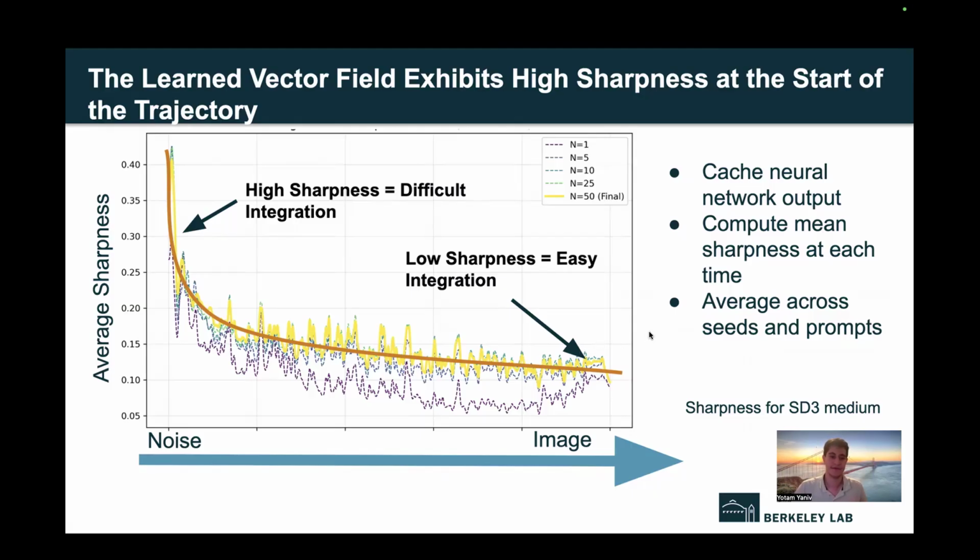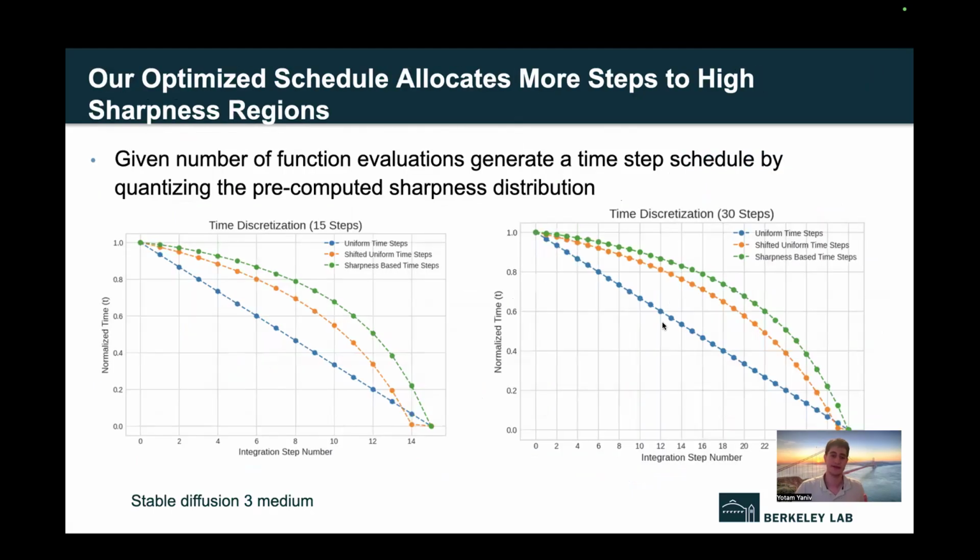So what we do with this average sharpness across prompts and times is we take it and quantize it to generate a new time step schedule based on a fixed time step budget. And what we observed is that our time step budget allocates a lot more times earlier in the process than either the uniform time step, which is in blue, or the shifted uniform time step, which is a heuristic-based time step that Stable Diffusion 3 uses. So we use the green line when doing integration.